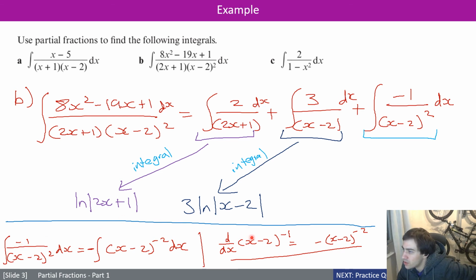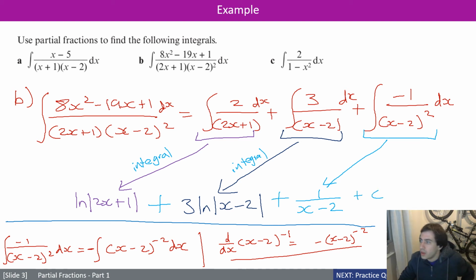So that tells us the integral of this one is this, which is just 1 over x minus 2. So let's write that in. It's 1 over x minus 2. And all of those have been added up. So we've got a bunch of plus signs, a final plus c, and we're just about done.